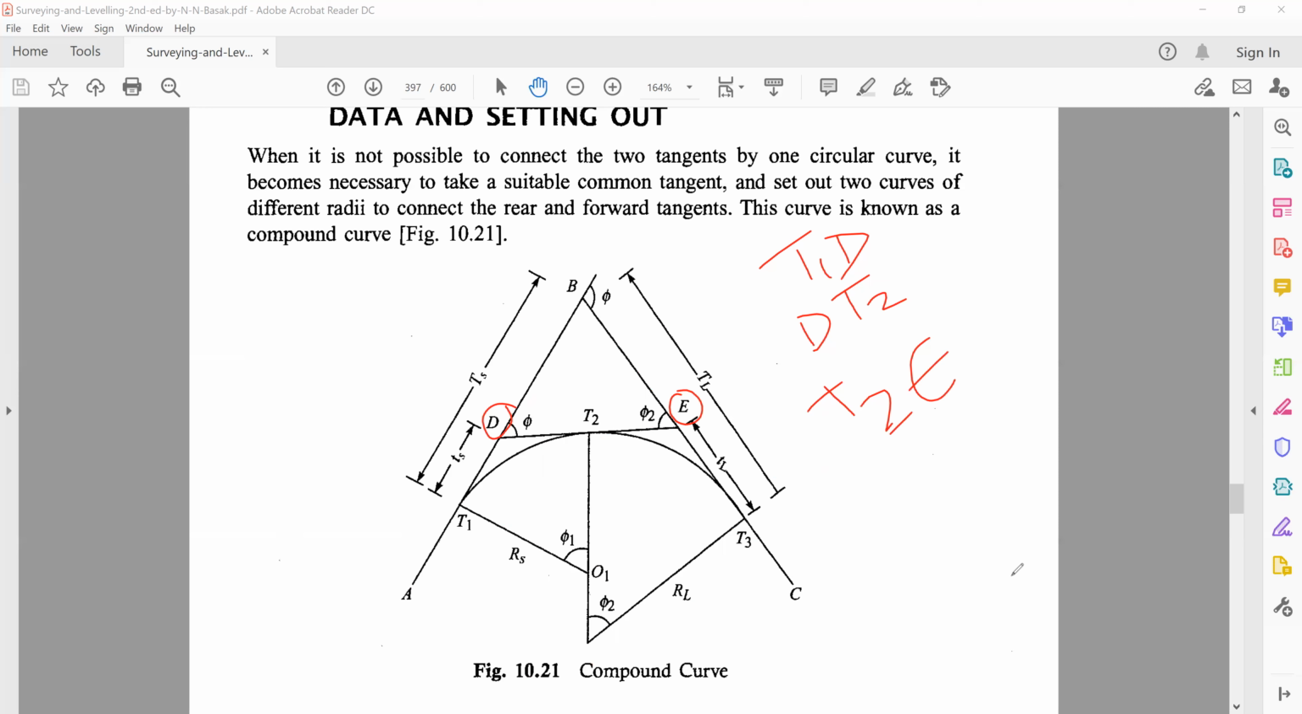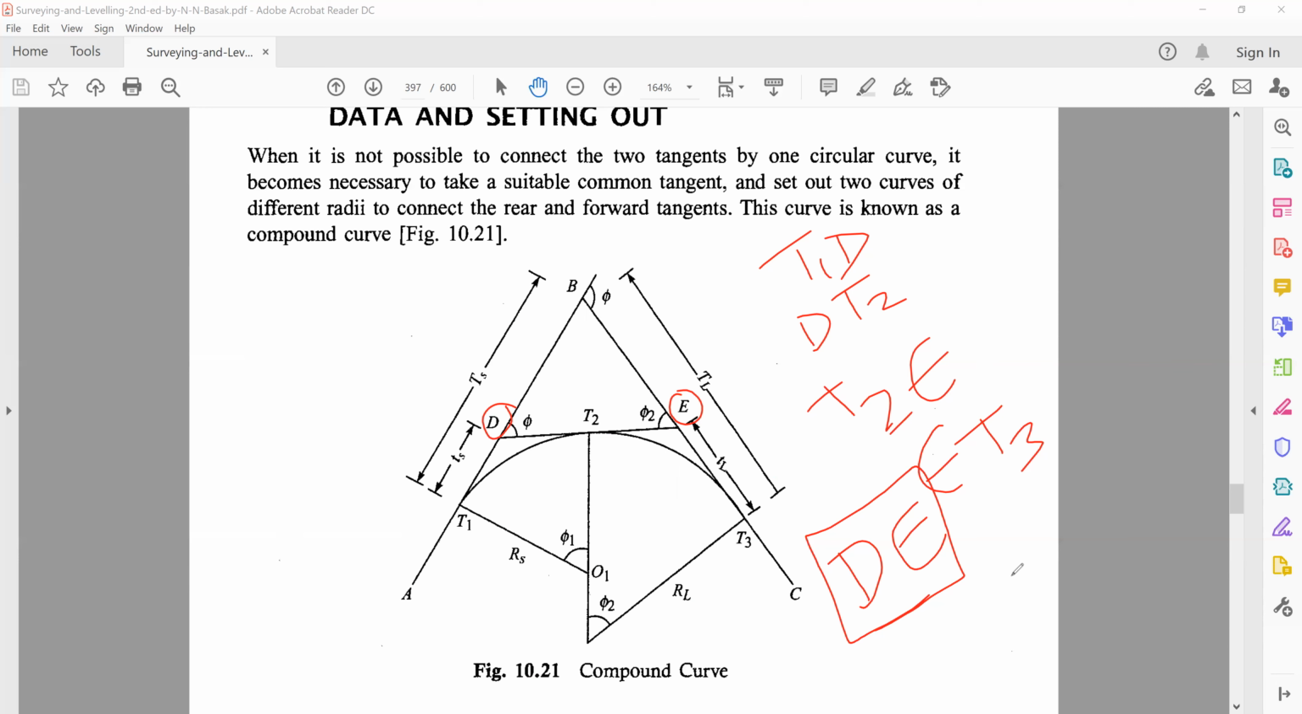T2E and ET3, these are tangents of the second simple circular curve. But this distance, DE, is the common tangent. We call this a common tangent because this line is tangent to the first curve at the point T2, which is the ending point of the first curve. And this line is also tangent to the second curve at the point T2 again, which is the beginning of the second curve. So this line DE is called a common tangent.